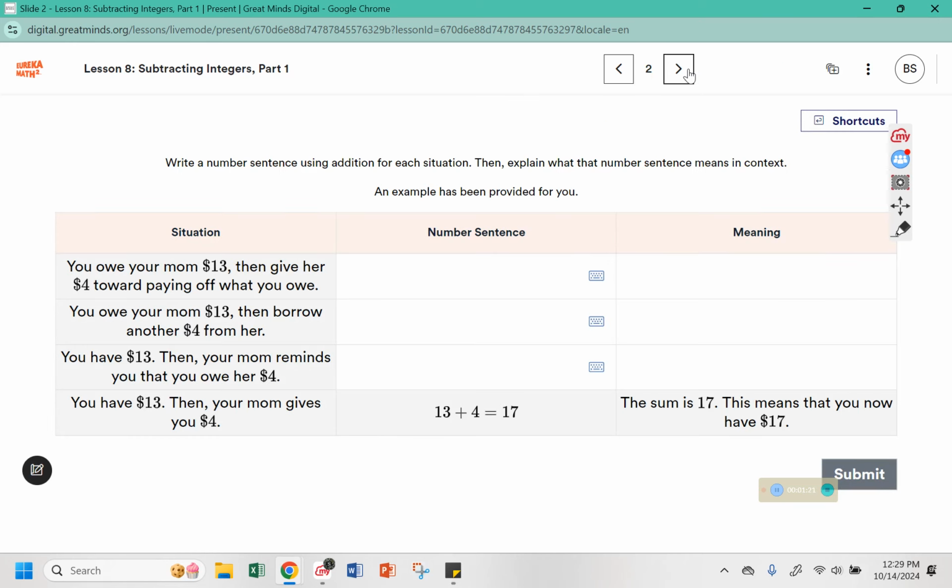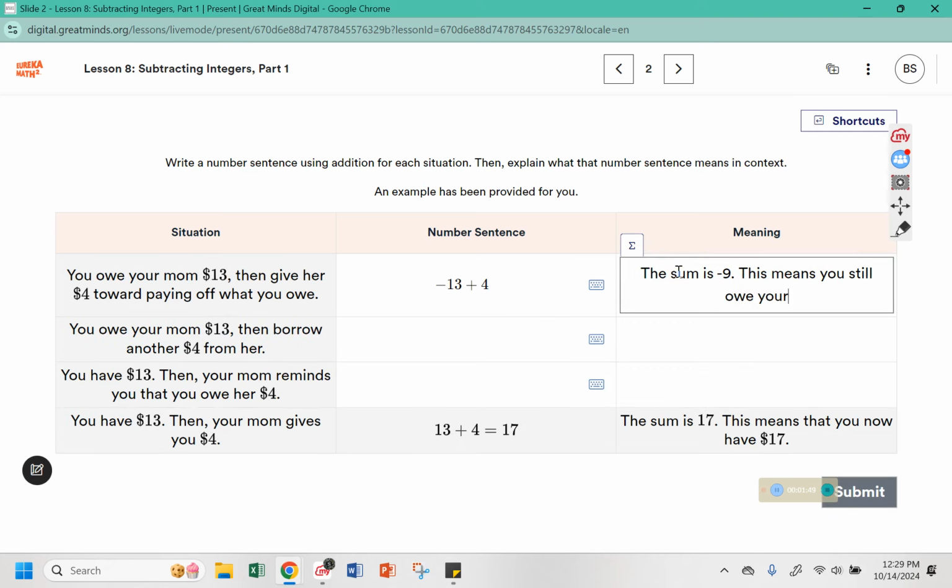Write a number sentence using addition for each situation. Then explain what the number sentence means in context. You owe your mom 13, then you give her $4 paying off what you owe. We are explaining what the sum means in the context. The sum is -9. This means you still owe your mom $9.